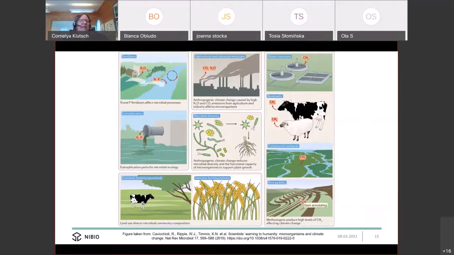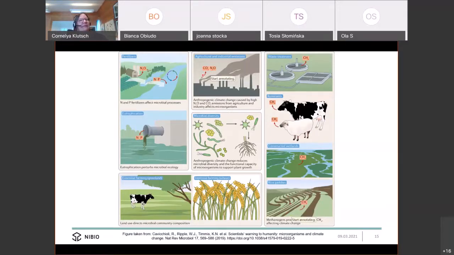About 50% of the world's population is in one way or another fed with rice. However, these rice paddies are also known to release a lot of methane, which is one of the climate gases that leads to global warming. And also here, again, it's a land use factor that changes microorganisms in the soils.